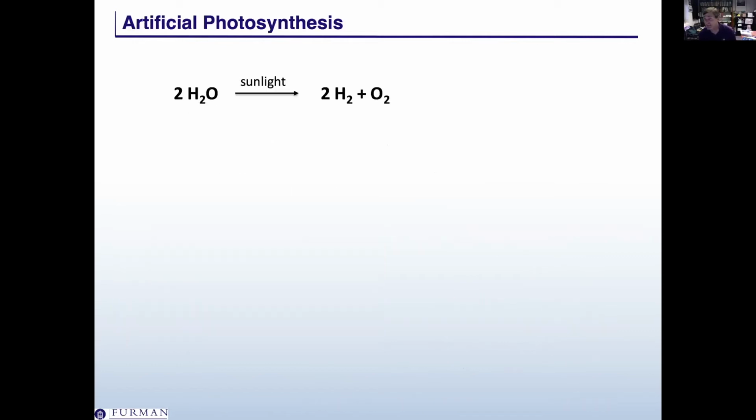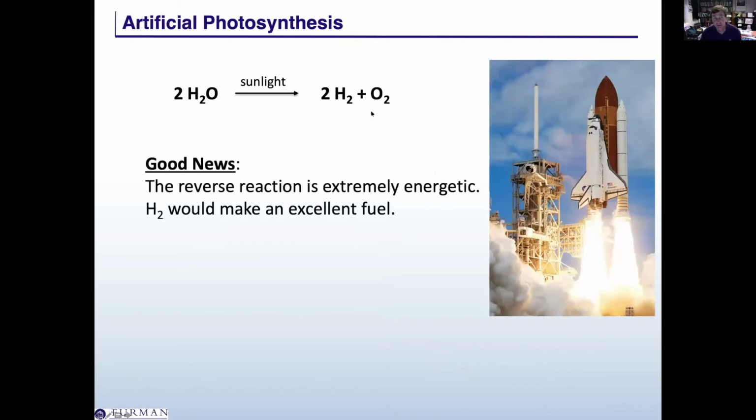An even simpler form of artificial photosynthesis is to take another really abundant low energy material, which is water, and shove that uphill to make things like hydrogen and oxygen. And you may say, why? Well, that's because the reverse reaction, taking hydrogen and oxygen and making water, is really energetic. So hydrogen would make an excellent fuel.